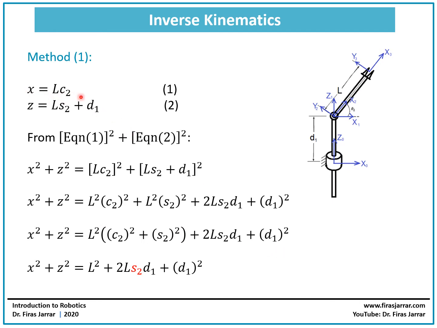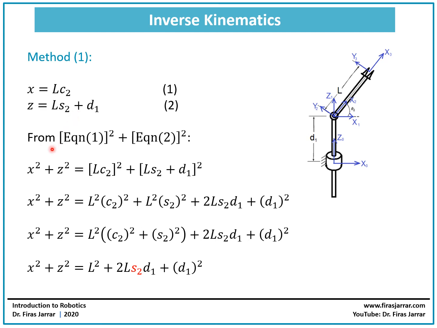Starting with these two equations that we obtained in the previous slide, an equation for X, an equation for Z. Again, the goal is to explicitly find a relationship or expression for theta 2 and another one for D1. We're going to use two methods to solve our inverse kinematics in this lecture. In the first method, I'm going to start by looking at D1. I want to find a value for D1 as a function of X and Z and L with no dependence on theta 2.